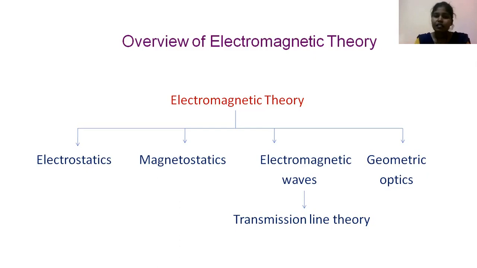Magnetostatics is like the magnetic analog to electrostatics. It also deals with steady currents, and all such topics come under magnetostatics. And as the name electromagnetic wave itself has electro and magnet, it's a combination of both electrostatics and magnetostatics. It's nothing but electric and magnetic fields when they vary with respect to time. We have a lot of theory that goes into electromagnetic waves.